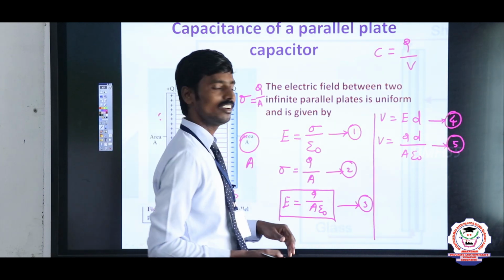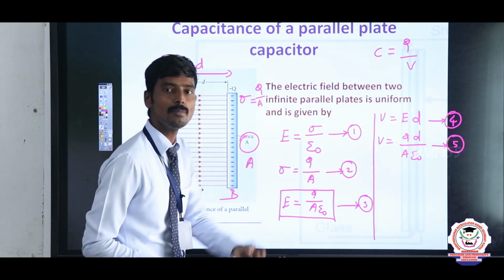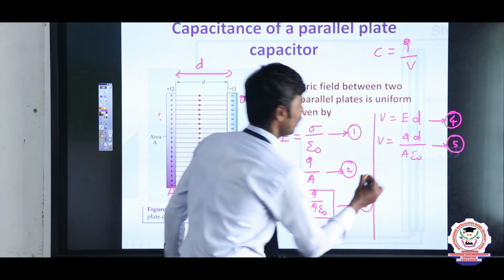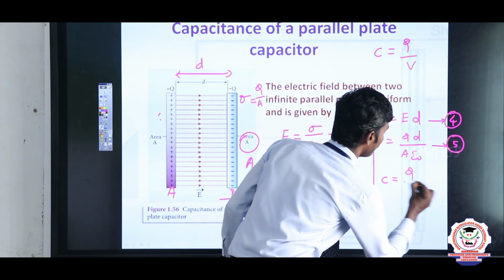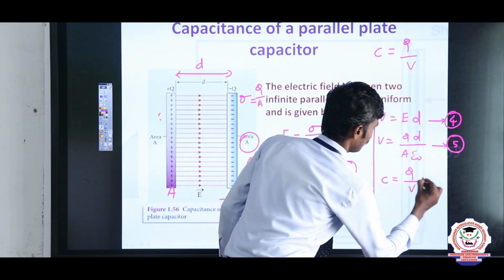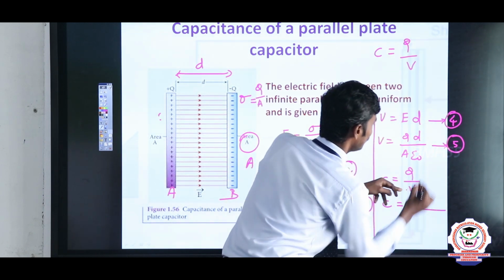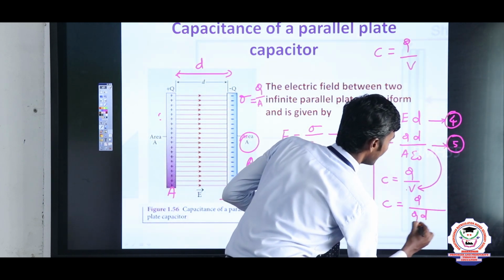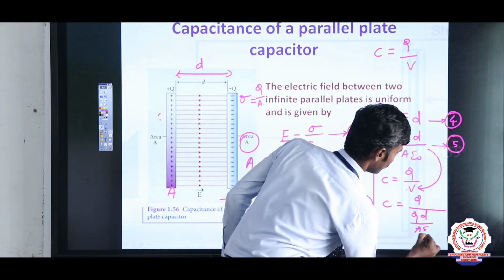The next one is, finally, we need the capacitance of the parallel plate capacitor. What is the formula for it? Now finding the answer: C equal to the general expression Q by V. We already know the V value. Substituting this V value, C equal to Q by V, which is Q divided by Q D by A epsilon 0.